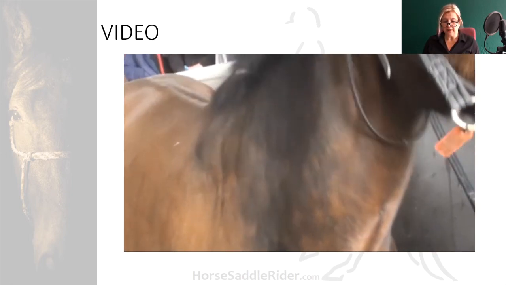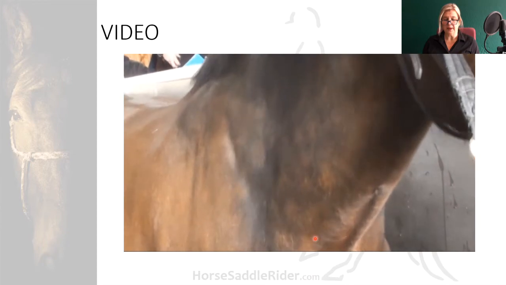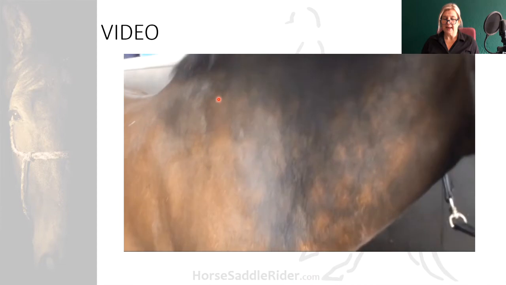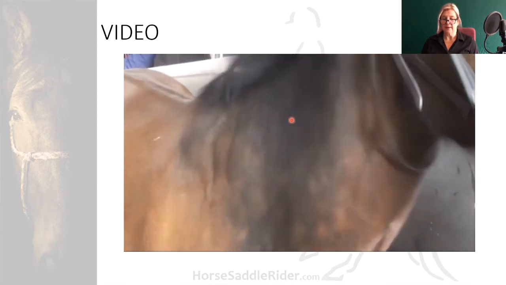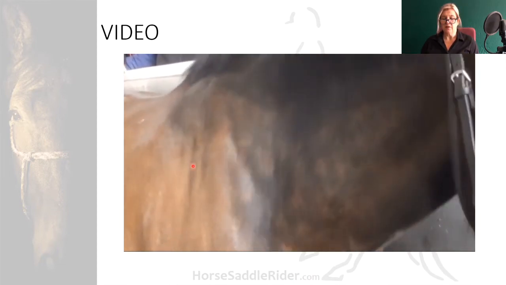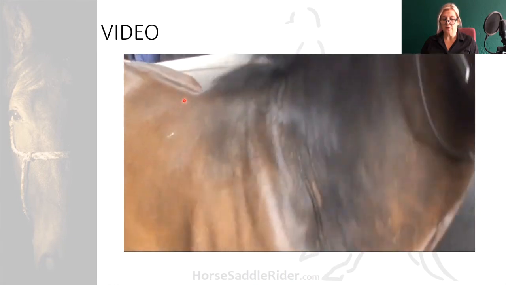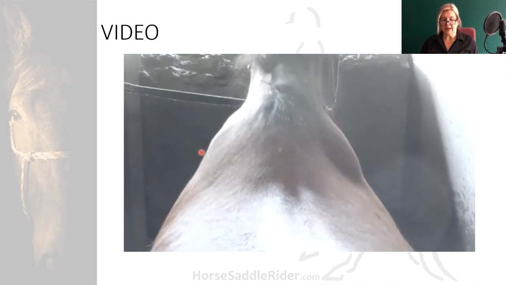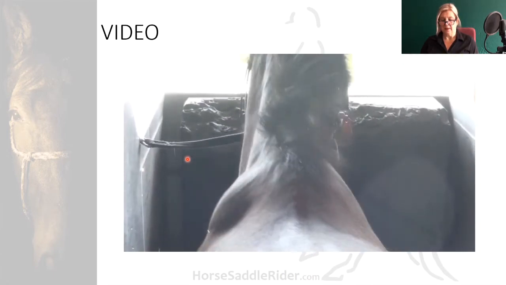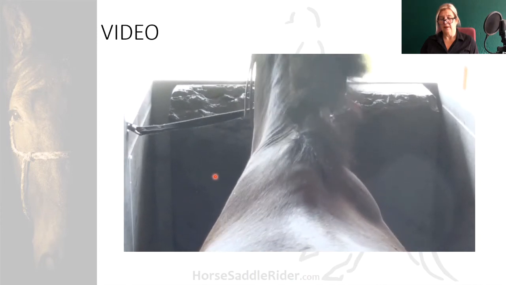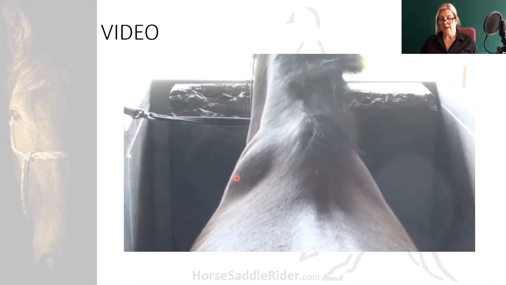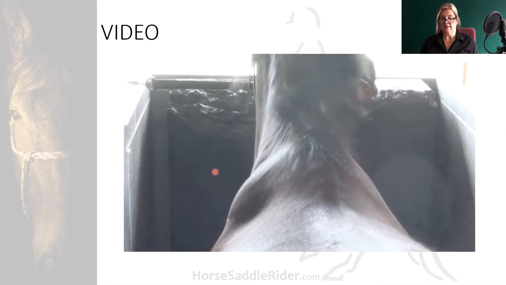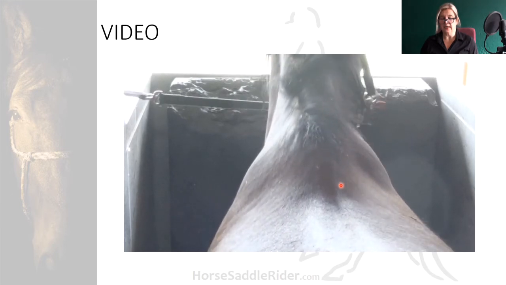See how much reach there is and the rotation of the scapula. How much muscle action there is. How much connection to the hind end of the horse. And the abduction and adduction of the scapulae. Abduction, as this one adducts. There's adduction here.